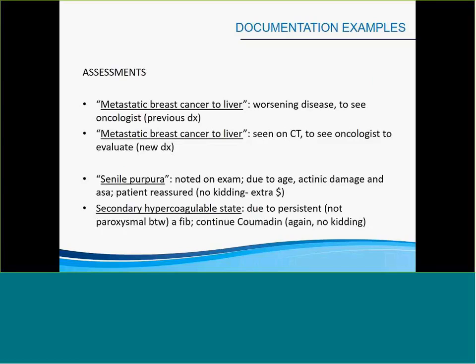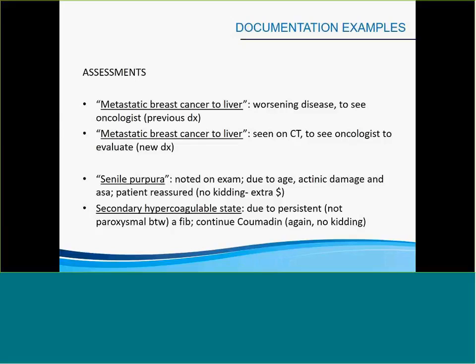Your assessments, a little pithier. Metastatic breast cancer to the liver. This is a previous diagnosis, worsening disease to the oncologist. All you do: metastatic breast cancer to liver. If it's a new diagnosis, you tell them how we made the diagnosis. We saw it on CT. Plan to see the oncologist.